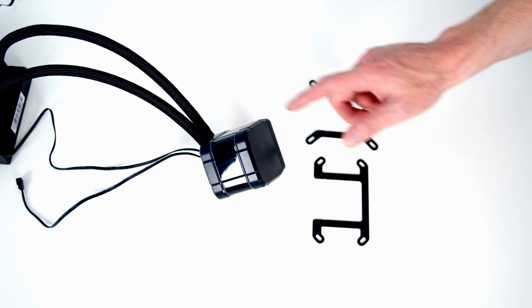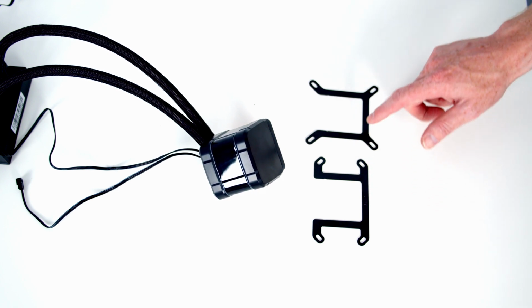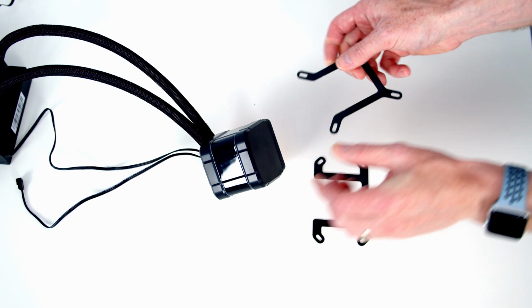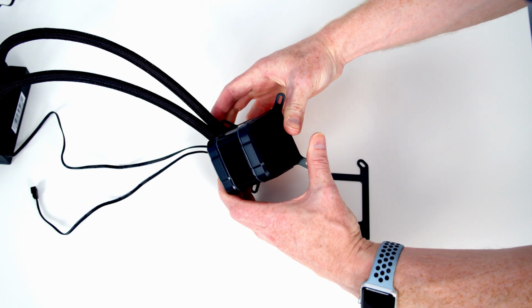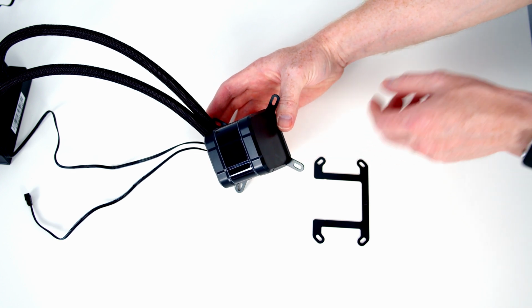Next thing to do is to add a bracket to our pump, which is going to help secure it to the motherboard. The kit comes with two different brackets. We've got one for AMD and one for Intel. I'll show you the Intel one first, so all you would need to do is slide it in at the side here and push it into place. And that's the Intel one secured.